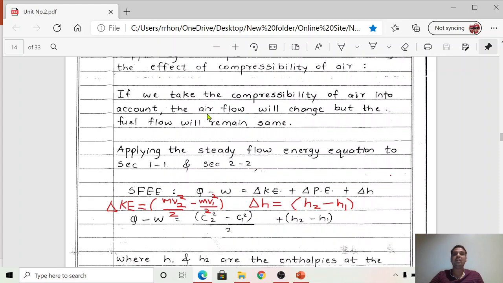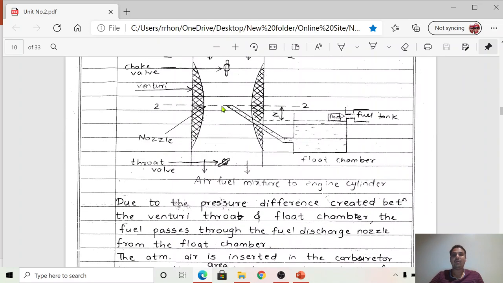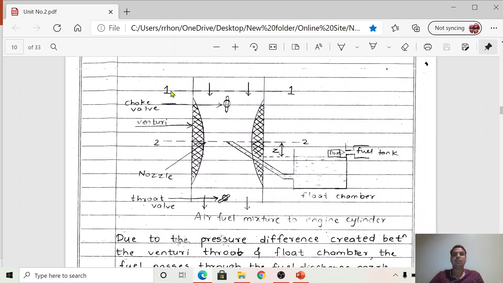In this particular derivation also, there is a need to draw the diagram which we already discussed in the last derivation. So the diagram of simple carburetor, we will see that diagram again. The same diagram you have to draw in this derivation. Section 1-1 is the initial section or the entrance section through which atmospheric air enters the carburetor body. So this is the venturi, here is the choke wall, here is the nozzle jet, and this is the float chamber, where the float chamber is connected to the tip of the jet of the nozzle with the help of this tube. The other side is the air-fuel mixture going to the engine cylinder through the throat wall.